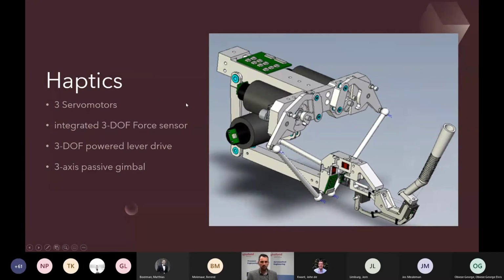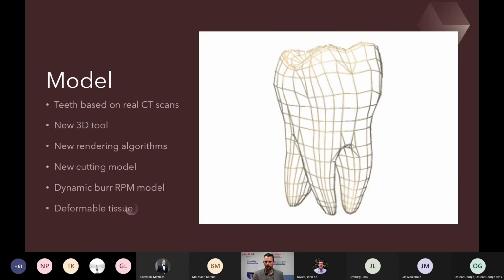Then we could go into details with the motors and the haptics. Now we used 3 servo motors, no gearbox, just some lever gearing, and it's not that stiff, but it was good enough. I'll come to that later. We developed a special force sensor in here, and we had a gimbal such that the drill can rotate. That was all needed to have proper force feedback on the tip of the drill.